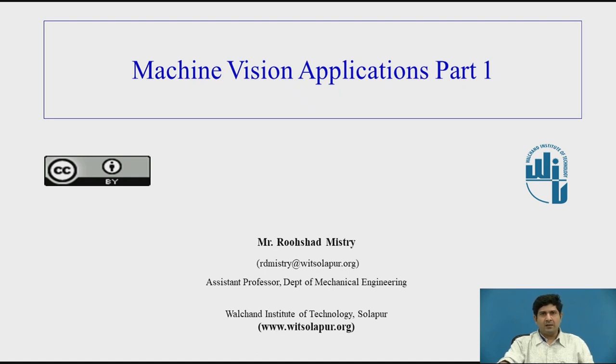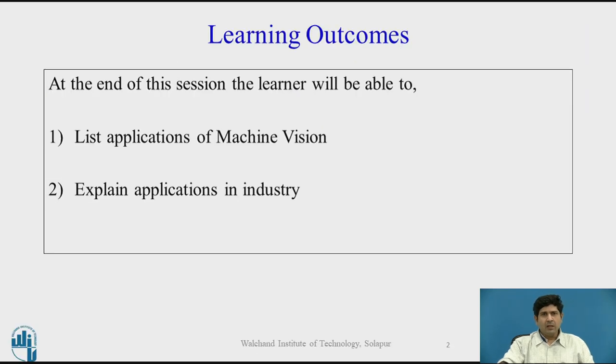And in this video, I'll be talking about machine vision applications. This is a two-part series in which we talk about machine vision applications in different aspects of industry, defense, and so on. So the learning outcomes of this session are that the student will be able to list applications of machine vision and then explain applications in industry.